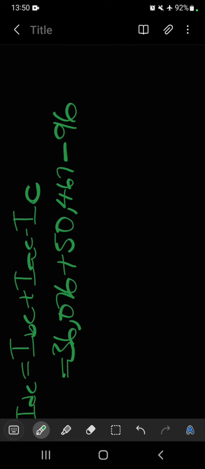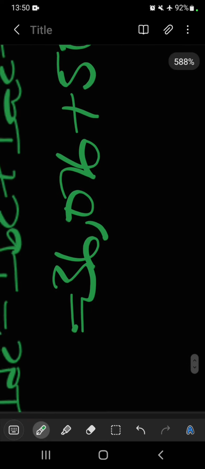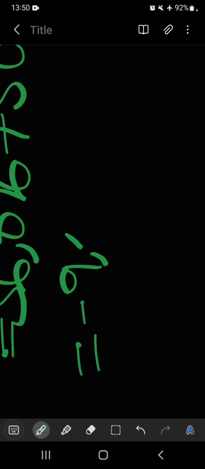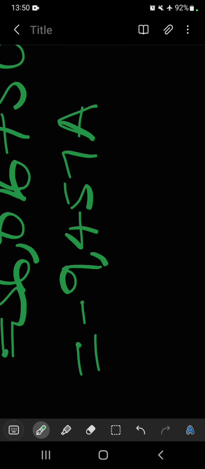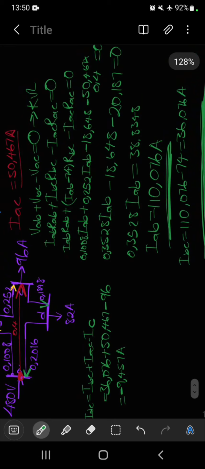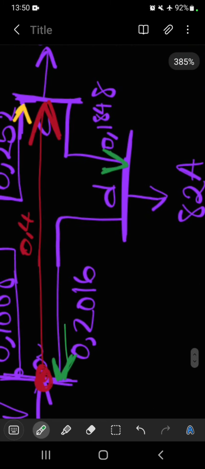Now, the value of IDC is equal to negative 9,457 amps. The negative just shows that we got the direction wrong, so I'm not going to make the mistake of changing the direction again. So we have that. Now we are left with the current IDA.